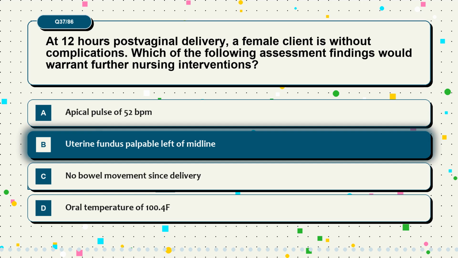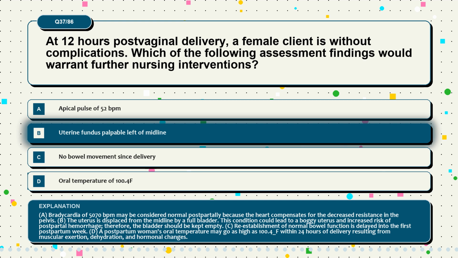The correct answer is option B. Uterine fundus palpable left of midline. A bradycardia of 50 to 70 bpm may be considered normal postpartally because the heart compensates for the decreased resistance in the pelvis. B. The uterus is displaced from the midline by a full bladder. This condition could lead to a boggy uterus and increased risk of postpartal hemorrhage. Therefore, the bladder should be kept empty.